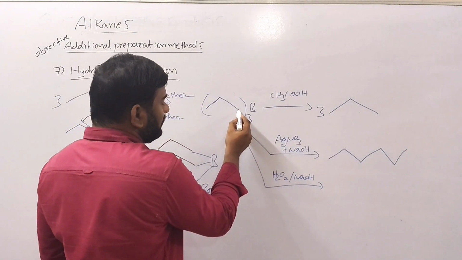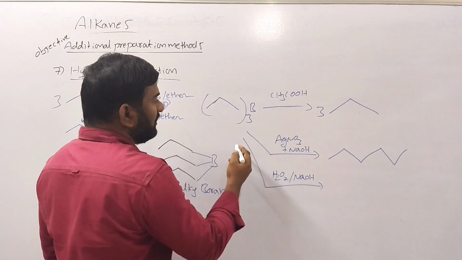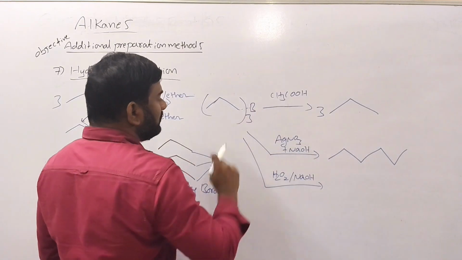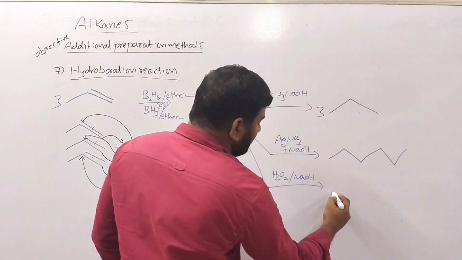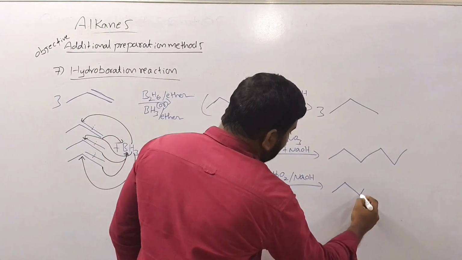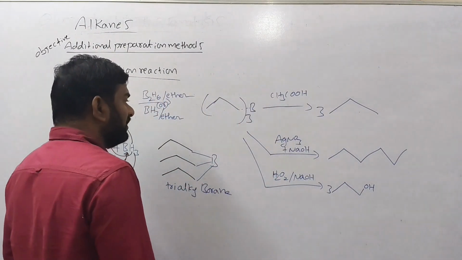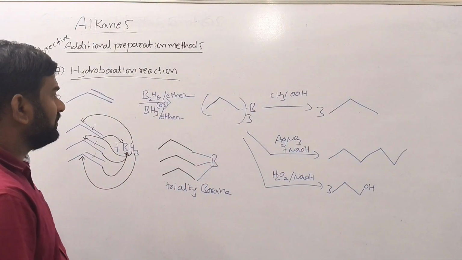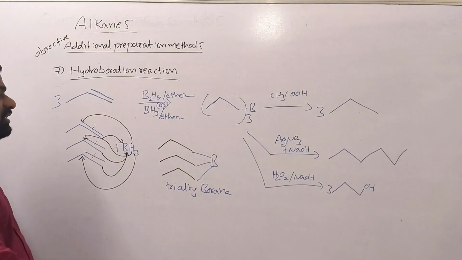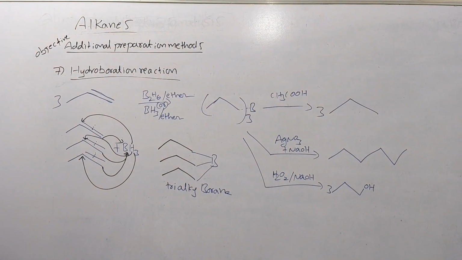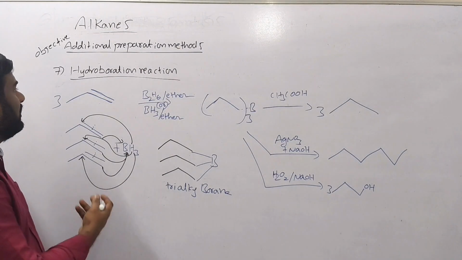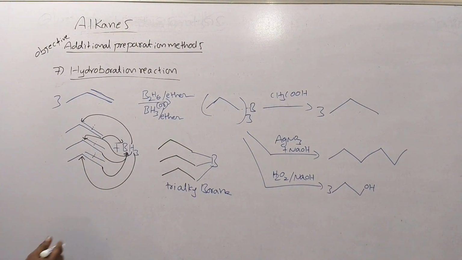To the last carbon, what is happening? By breaking the boron bond, OH is added. So in this way, you will get the alcohols. So in this way, by using the alkenes, we can prepare alkanes, higher alkanes, and alcohols also, using the hydroboration reaction.